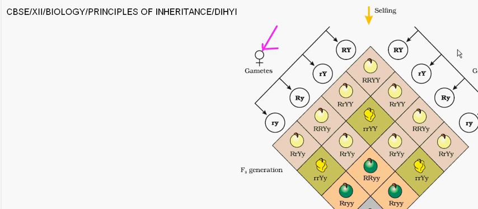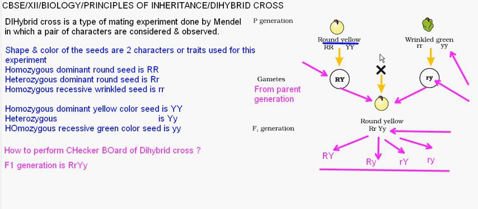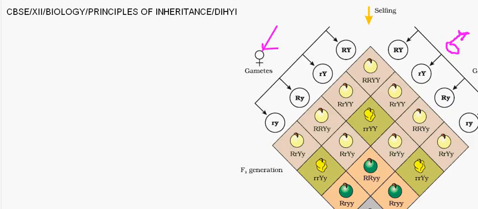One more fact we must remember, which is not written here: in the parent generation, cross-pollination is done. In the F1 generation, selfing, as it's written, means self-pollination is done. So I repeat, in the parent generation, cross-pollination is done, and in the F1 generation, self-pollination is done.